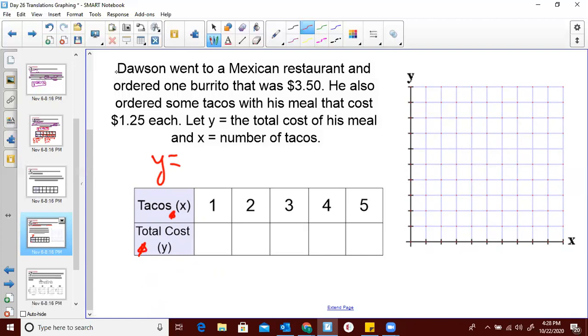So let's see, what do we not need? Dawson went to a Mexican restaurant. Don't really care about that. But I do care about him ordering this burrito.